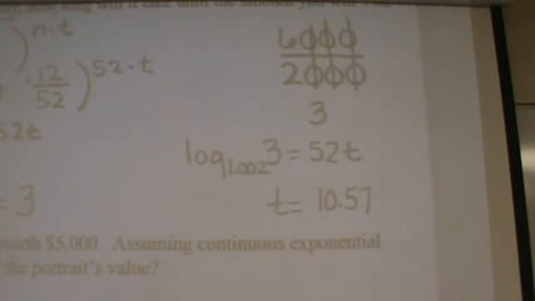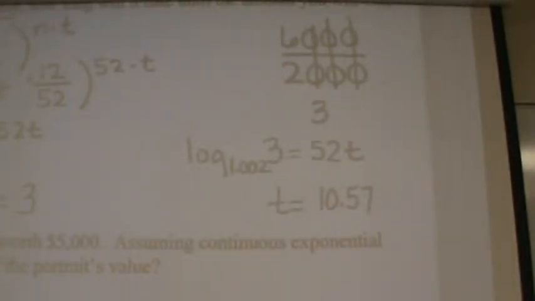Okay. So to answer the question, how long would it take for that 2,000 to turn into 6,000? It would take earning 12% interest compounding weekly. It would take about 10 and a half years. Okay, that's your answer, 10 and a half years.